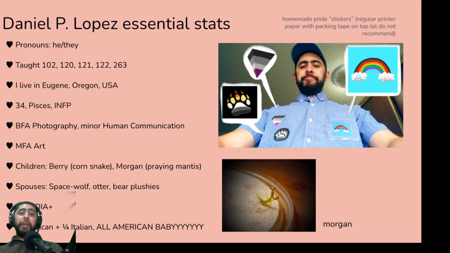I studied BFA photography in undergrad, and I minored in human communication. So basically what human communication is, it's studying human behavior and making it academic. So honestly, it's kind of a weird, useless major. It's like, let's take common sense and make it into a whole program of study.